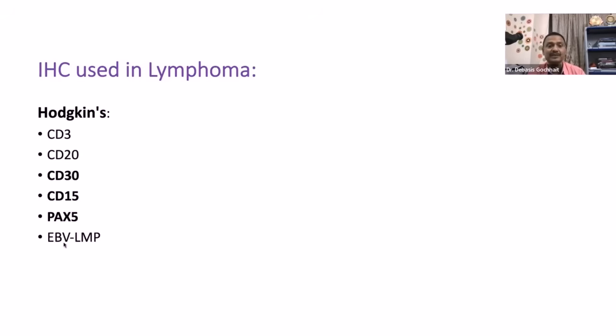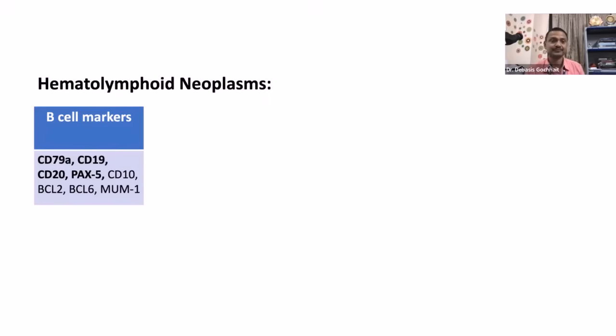Then you have EBV, LMP. Now EBV means Epstein-Barr virus, and LMP means latent membrane protein. We know that some subtypes of Hodgkin's lymphoma can be positive for, or are predisposed by, EBV infection. So if EBV infection is there, it is more likely to be that subtype of Hodgkin's lymphoma. So we do EBV LMP.